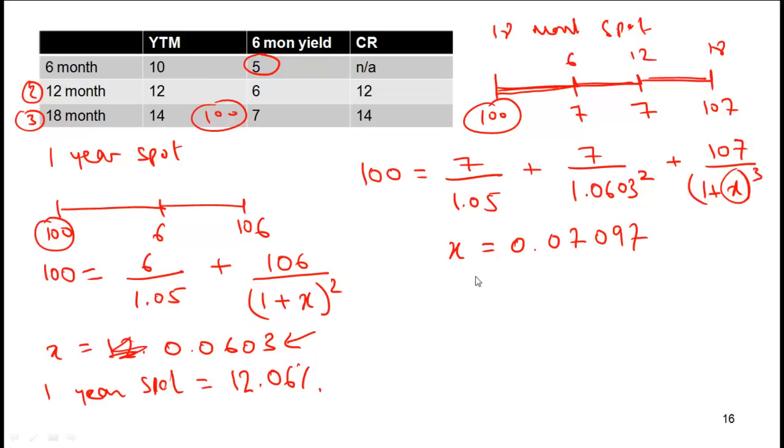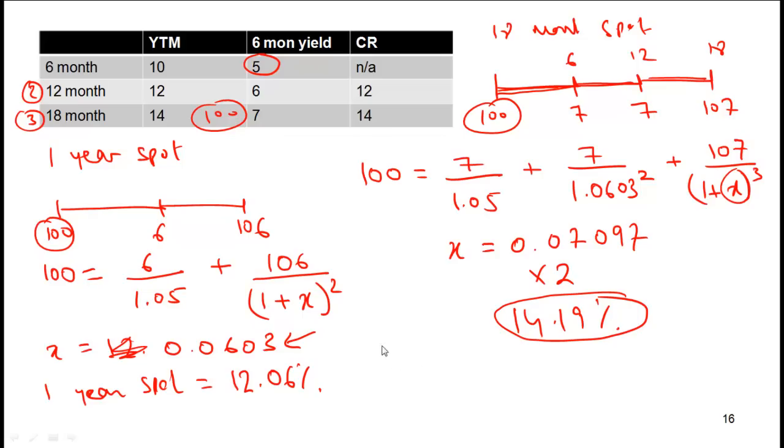And to get the spot rate, we simply multiply this by 2, which will give us 14.19%. So in decimal terms it will be 0.1419, but when we convert that into percentage, we will have 14.19%. So that essentially gives us our 18-month spot rate.